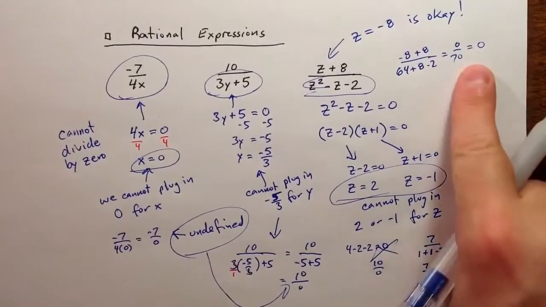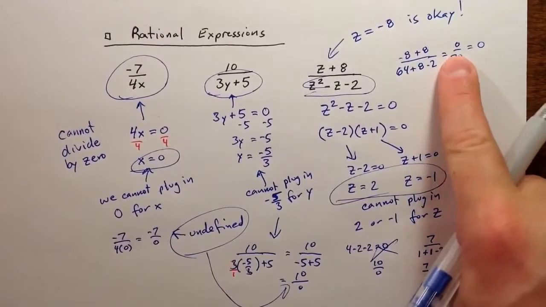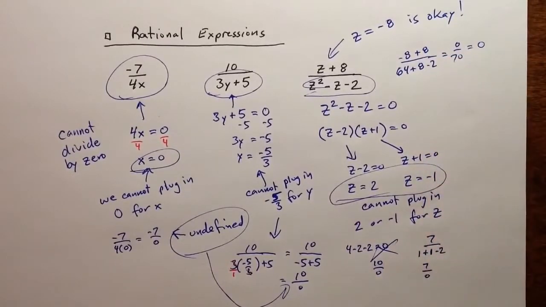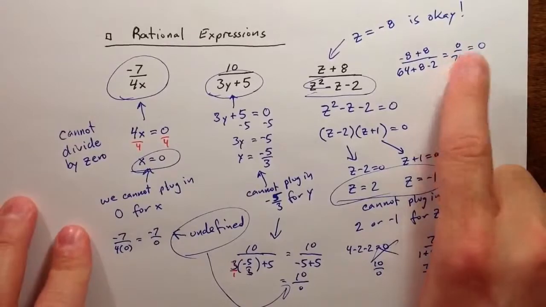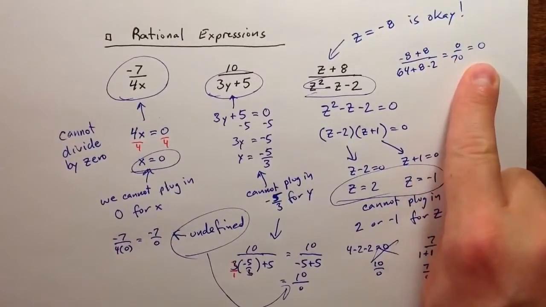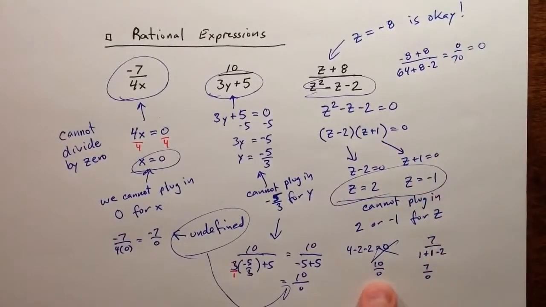So that's okay. I can make sense of having 0 in the numerator of a rational expression. I just can't have 0 in the denominator of a rational expression. 0 in the numerator and something else in the denominator means that the value of the expression is 0. 0 in the denominator is just undefined.